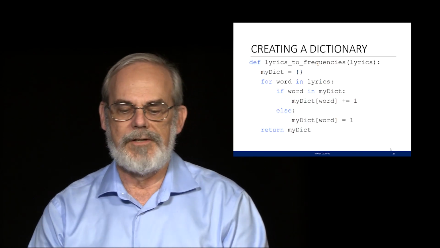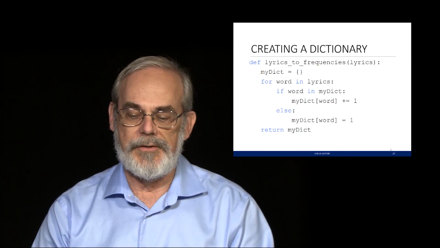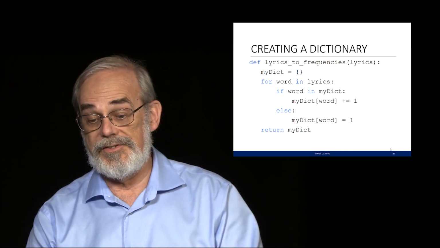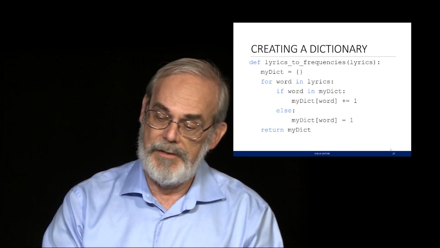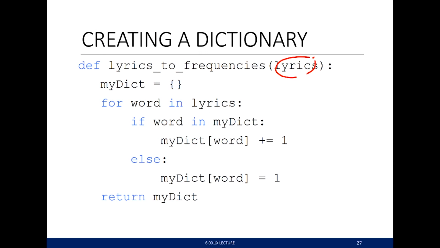I need to create a dictionary. Here's a function that will do it. I'm going to call it lyrics to frequencies. Sounds reasonable. Lyrics will just be a string of words separated by spaces, potentially other kinds of things. I'm going to create an empty dictionary. There are the curly braces that do that. And then I'm going to just iterate over the lyrics, getting each word out as I do it.